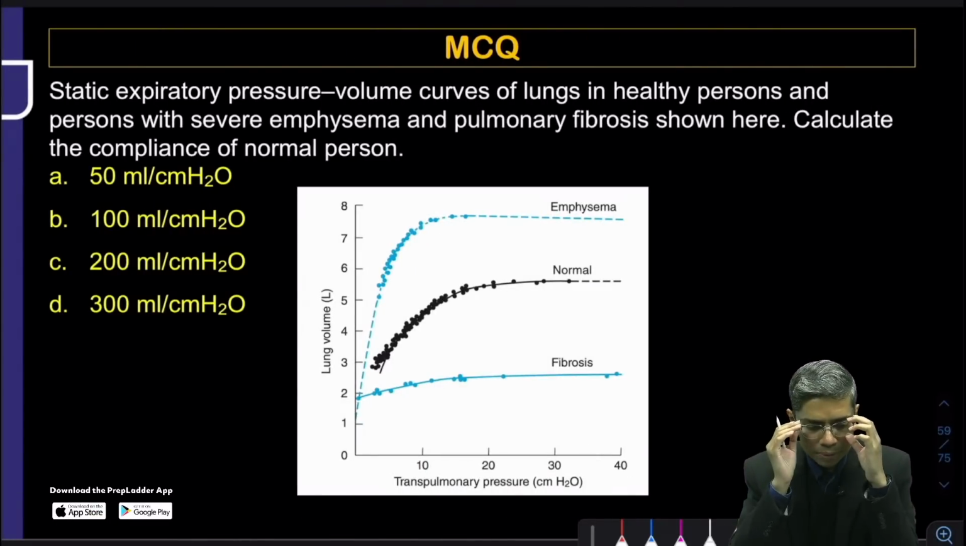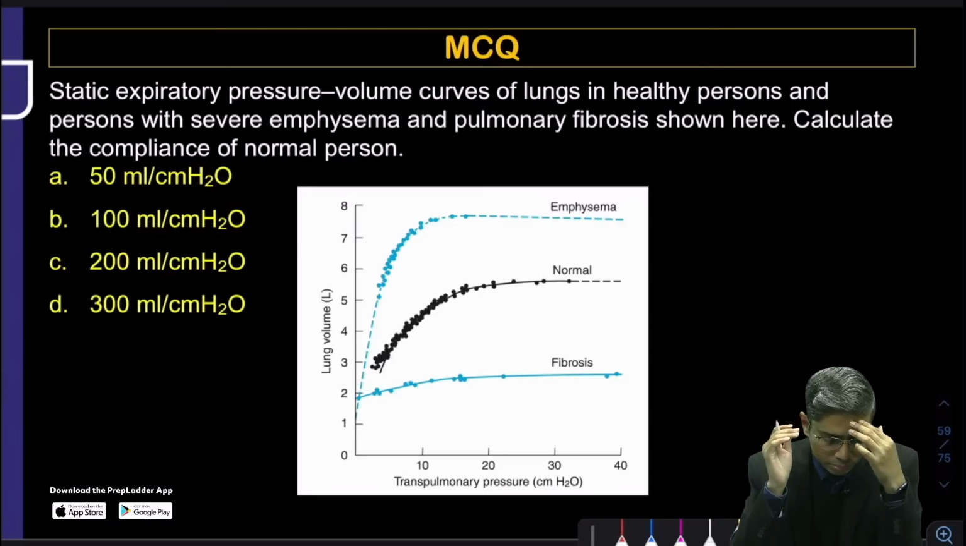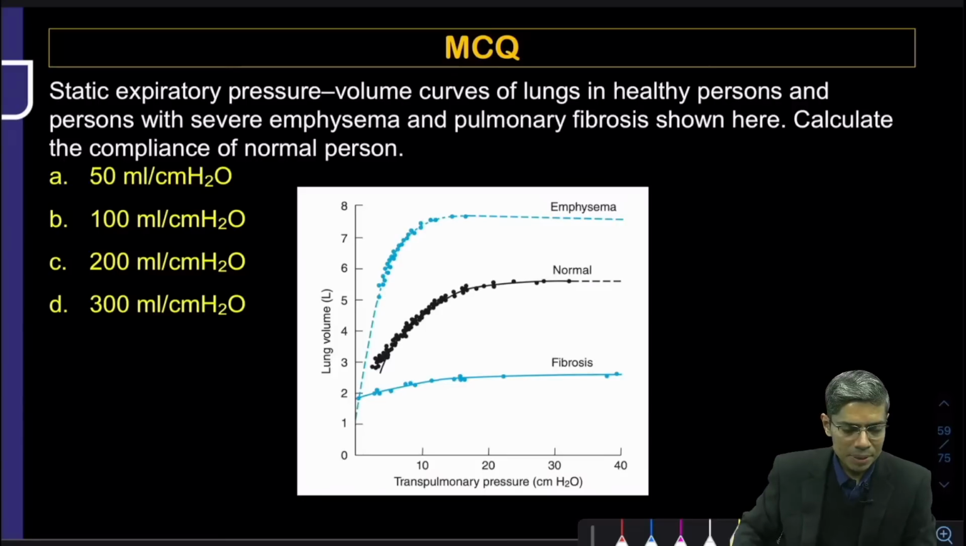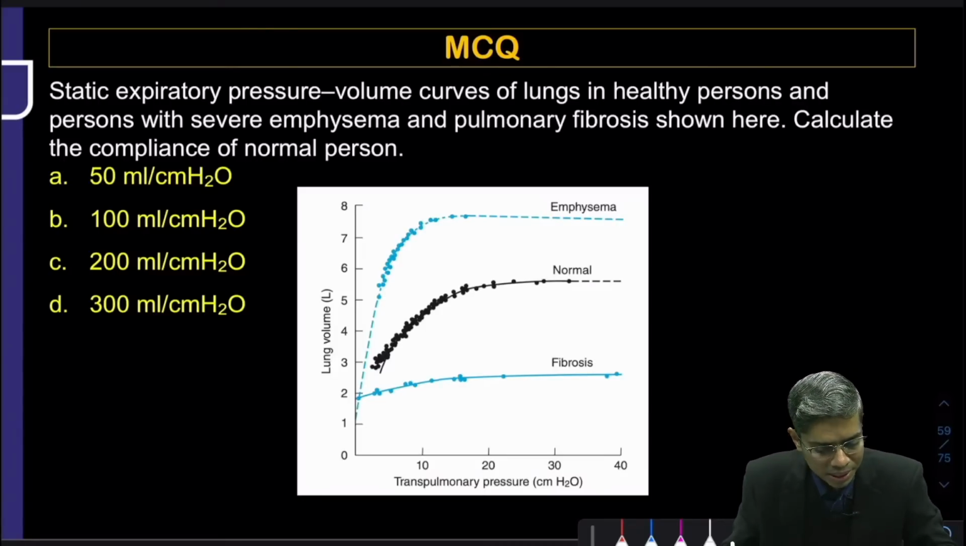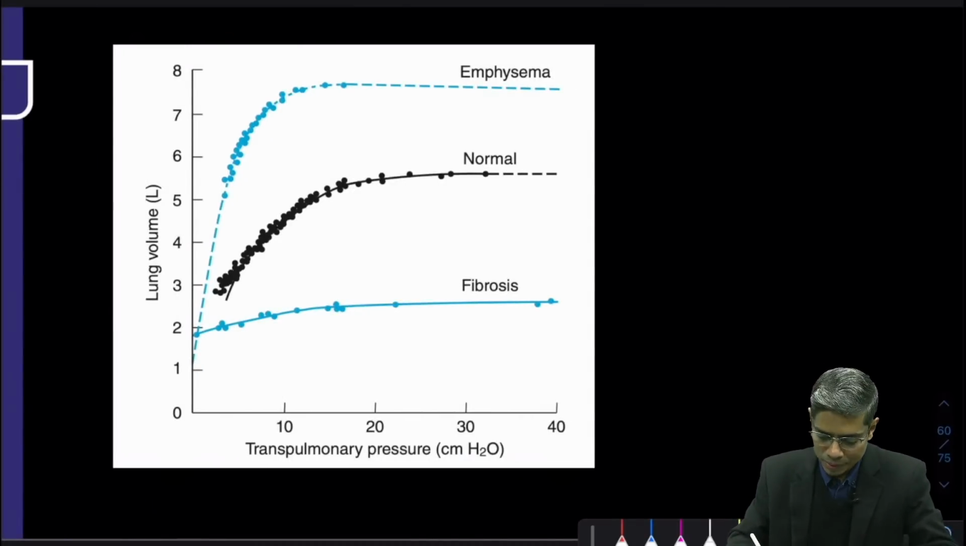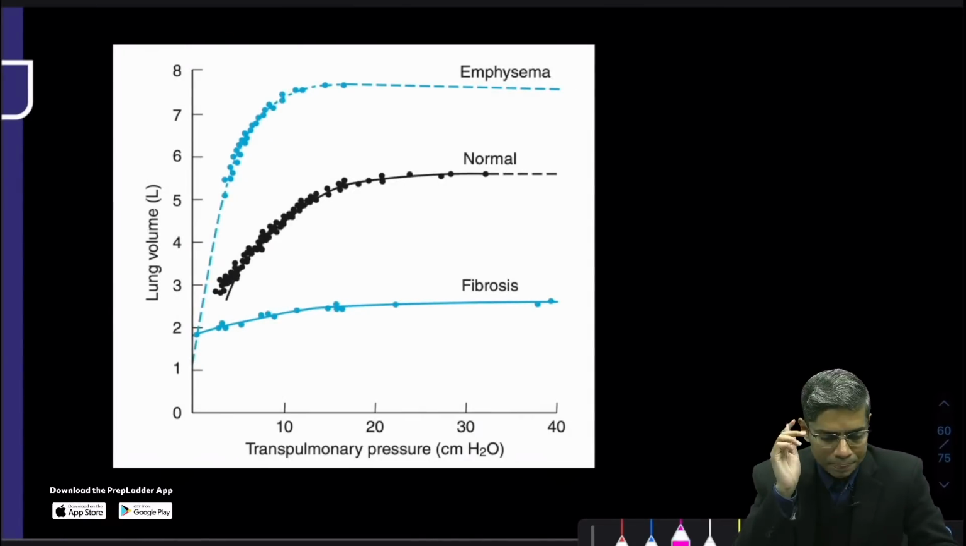So look at the question. A static expiratory PV loop is given in a healthy person with severe emphysema. Already we have discussed this, but here the question is different. They are asking you to calculate the compliance of this person. So look at how to calculate. Quickly.